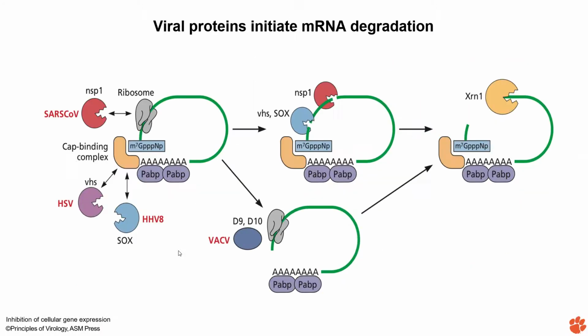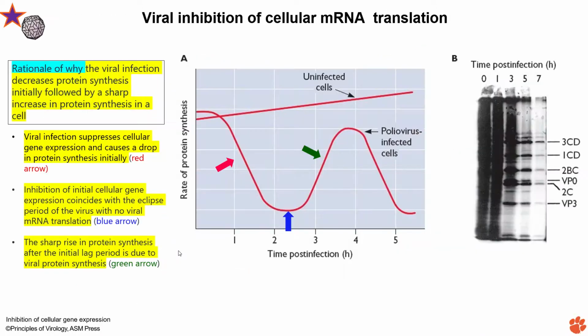All right, no question from here, we are all good. Here you have seen this question in your quiz as well. So you can see the rationale for why the viral infection decreases the protein synthesis initially, followed by a sharp increase in the protein synthesis. So which of the following is the answer? You will see that the first thing that is happening corresponds to the red arrow. Viral infection suppresses the cellular gene expression, causing a drop in the protein synthesis right here.